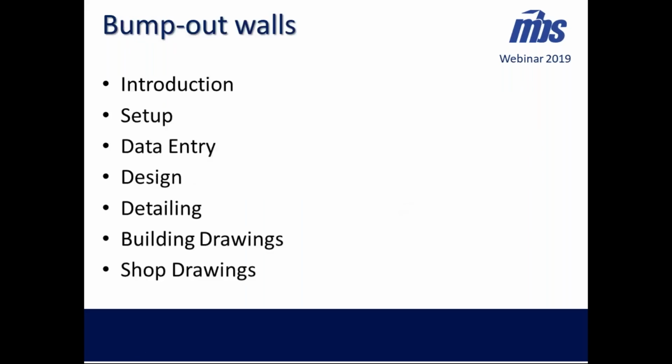So in the bump out introduction, we'll tell you a little bit what they are, tell you what you're going to need to do for setup. We're going to show you the data entry for entering one of these type system features. We'll talk a little bit of what we've done in the design and the detailing. We'll show you some building drawing samples that we currently have and show you an example of a shop drawing where this has had an effect.